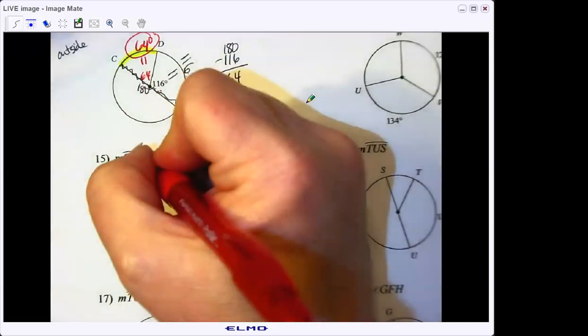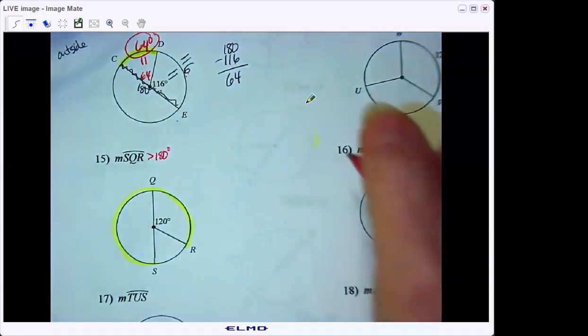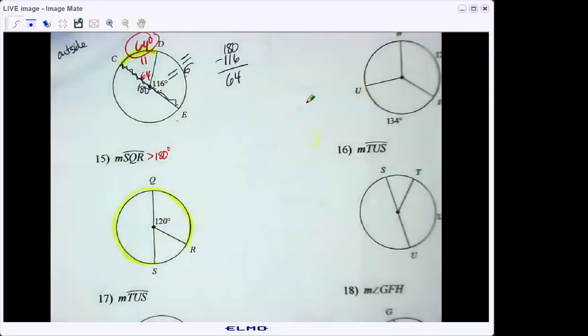It's bigger. So this is going to be bigger than 180 degrees. There's a couple ways to do this. But first of all, let me see who can get the answer in the chat box first. Go ahead and find your answer. Put your answer in the chat box.